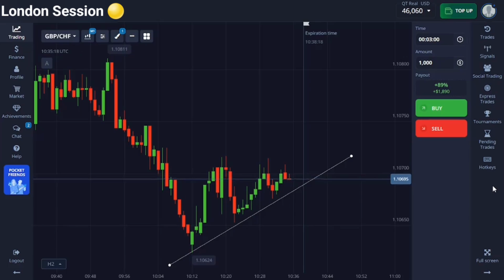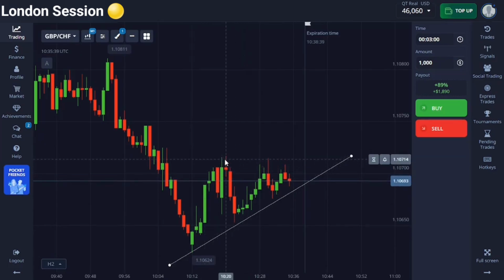Okay, so I found a beautiful setup right here on GBP CHF. And as you can see, GBP CHF is clearly in a downtrend. We're on the 1 minute time frame right now. The potential payout is 89%, which is perfect. Now I've gone ahead and I've marked out this ascending trend line right here. Okay, price has gone up and it's starting to consolidate here. Can't really break these highs over here.